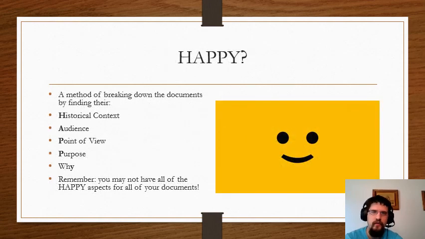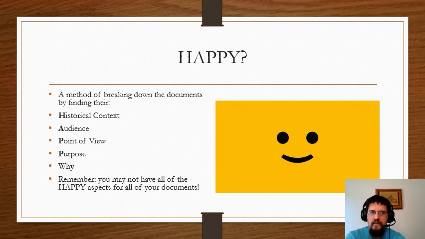What you're going to do, for both this and for the analysis points, is break down the documents by finding and referencing one of those things: historical context, audience, point of view, and purpose, and then saying why that impacts the document or why that document is relevant to your thesis. You don't have to do all 4 of those things for the point to happen.